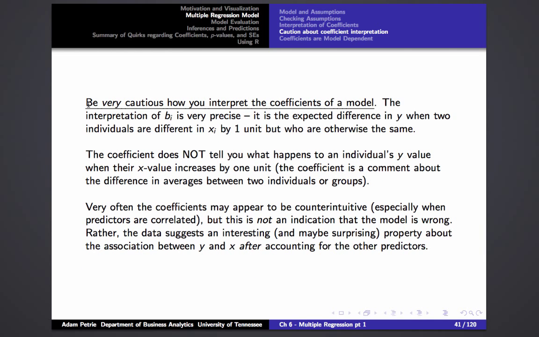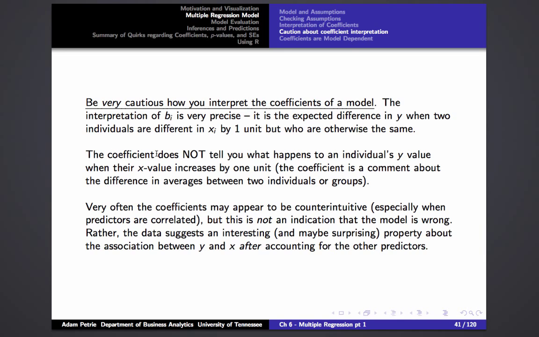All right, so the overall lesson is that you need to be very cautious about how you interpret the coefficients of the model. The coefficient is very precise and you need to make sure to get it right. It is talking about the expected difference in y when we compare two individuals. These individuals are identical otherwise, or identical in every other regard except for xi. They differ in xi by 1 unit, and they're the same with regard to every other predictor in the model.